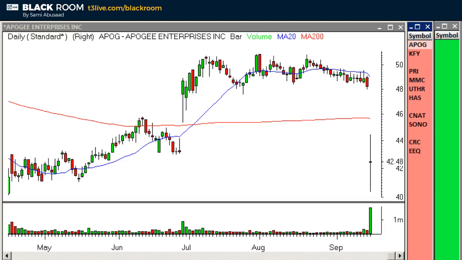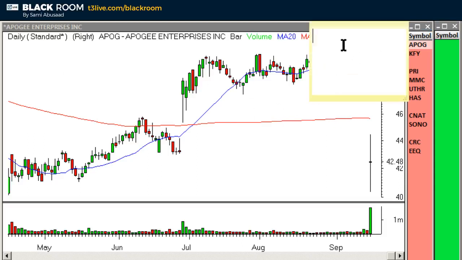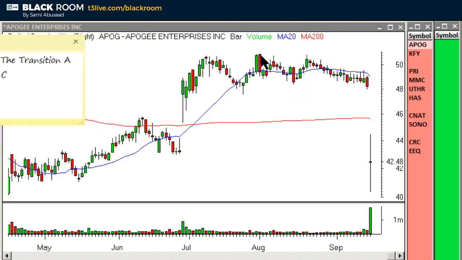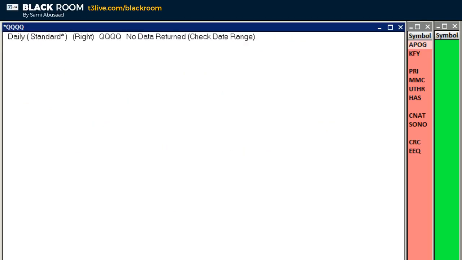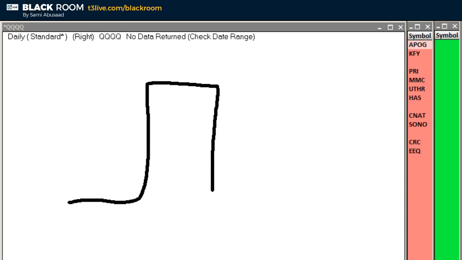The first gap, let's take out also a sticky note, is the gap that creates a transition A or C. What that means is, if you're not familiar with the 4 stages, the cycle through which all stocks move, it looks something like this, okay?